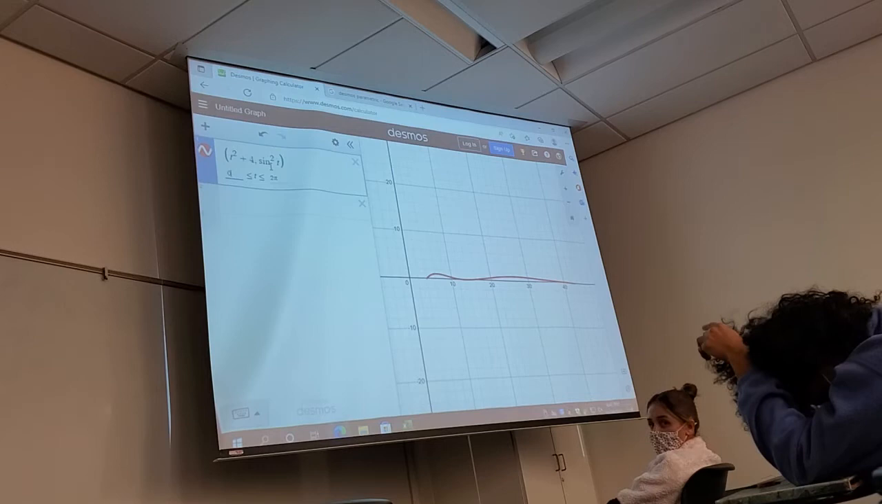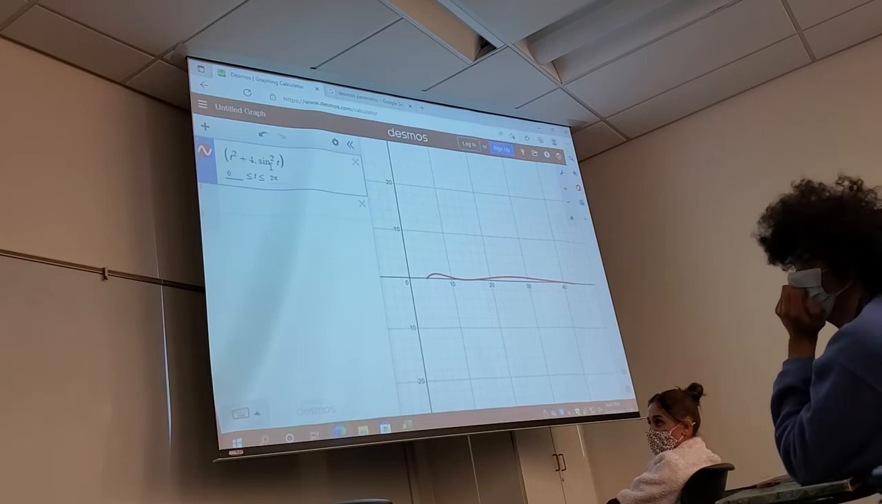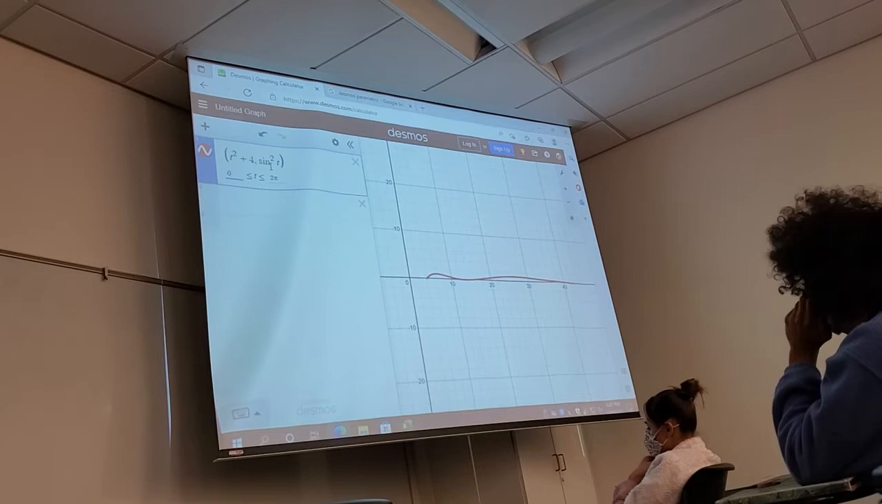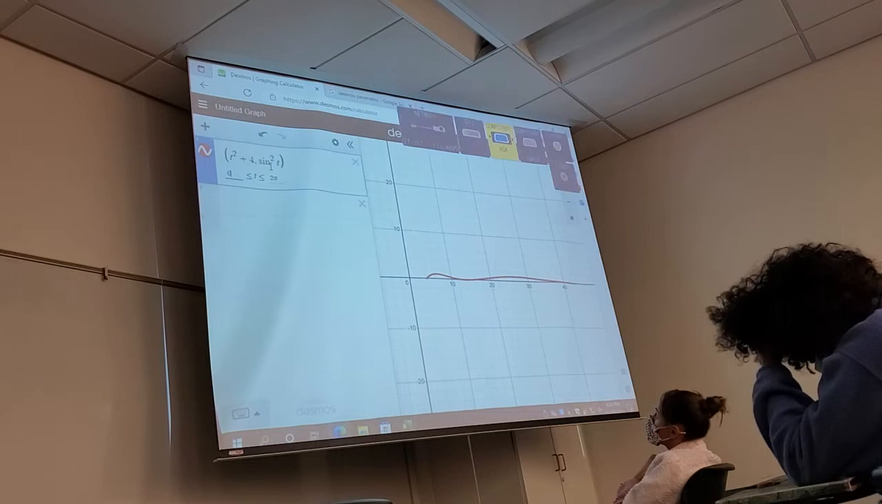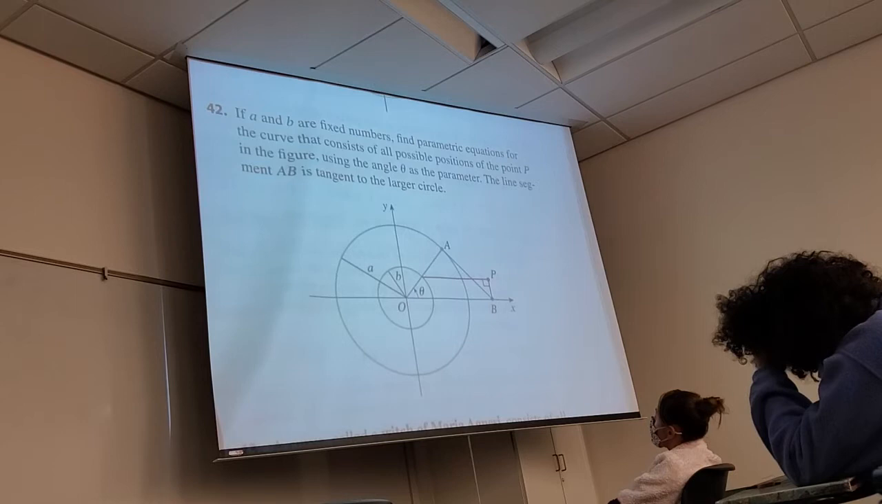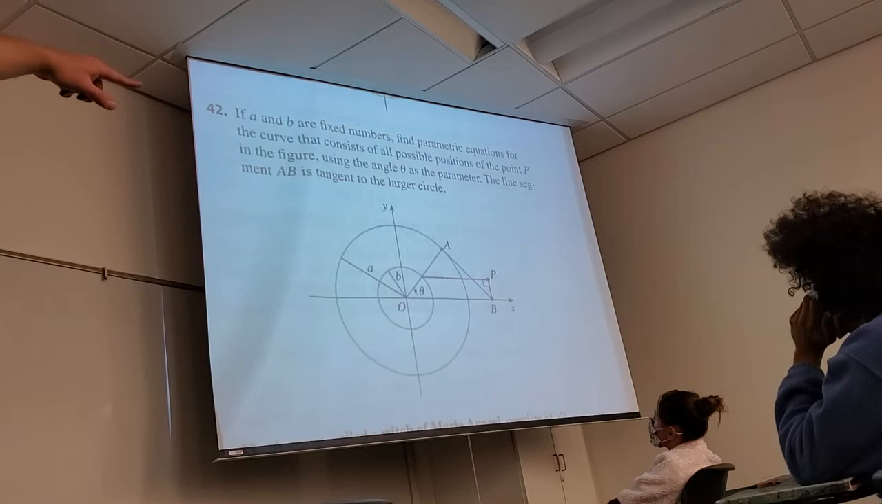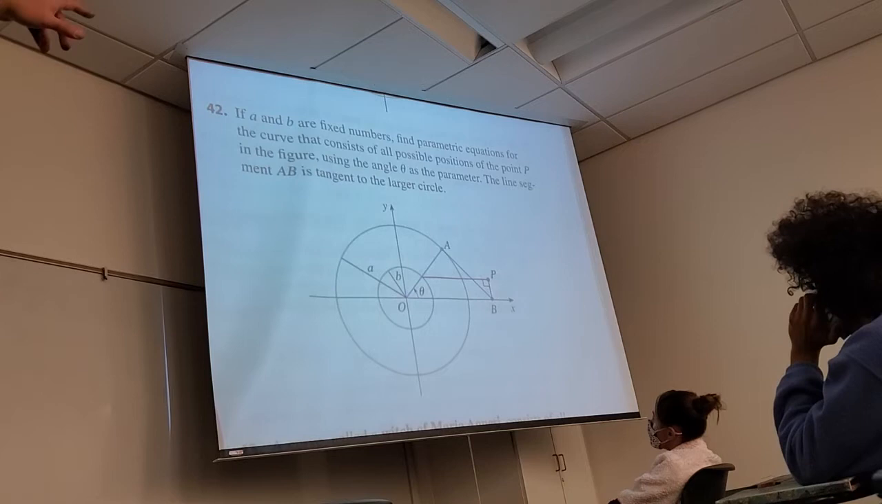Okay, so let's see. Somebody had a question on number 42. That's kind of a big step, but let's take a look. So here's an example of a conceptual kind of problem. All right. So everybody's favorite kind of problem. A and B are fixed numbers, so you can see on the graph. What is A? What would you say? What's a quick way to tell somebody what A really is? Radius. The radius of the big circle, right? And what's B? Radius of the small circle.